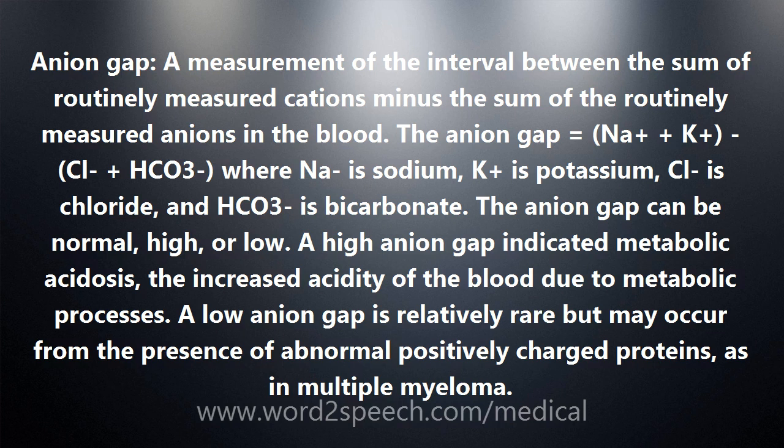A high anion gap indicates metabolic acidosis, the increased acidity of the blood due to metabolic processes. A low anion gap is relatively rare but may occur from the presence of abnormal positively charged proteins, as in multiple myeloma.